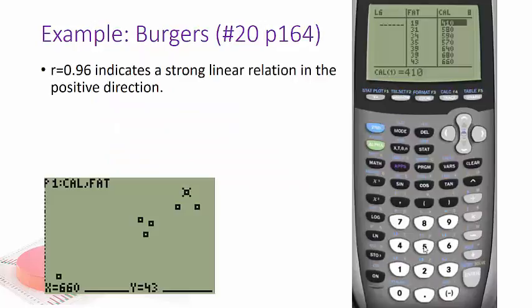Well, 0.96 actually indicates a strong linear relationship in the positive direction. Remember, the highest value we were able to get for correlation was 1. And 0.96 is pretty close to 1. Now, there is an outlier here. So I could say, I'm a little suspicious I've got an outlier.